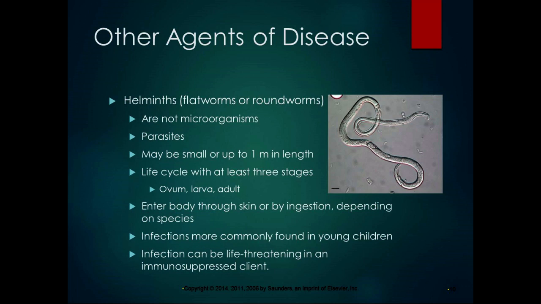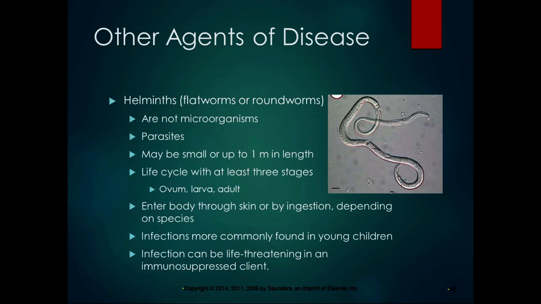So other microscopic agents of disease. Helminths are flatworms or roundworms. So they're not, strictly speaking, microorganisms, because sometimes they can be seen without a microscope. They can be up to 1 meter in length or super tiny. But they're parasites. And they have a life cycle with at least 3 stages. So they have an ovum, a larva, and an adult form.